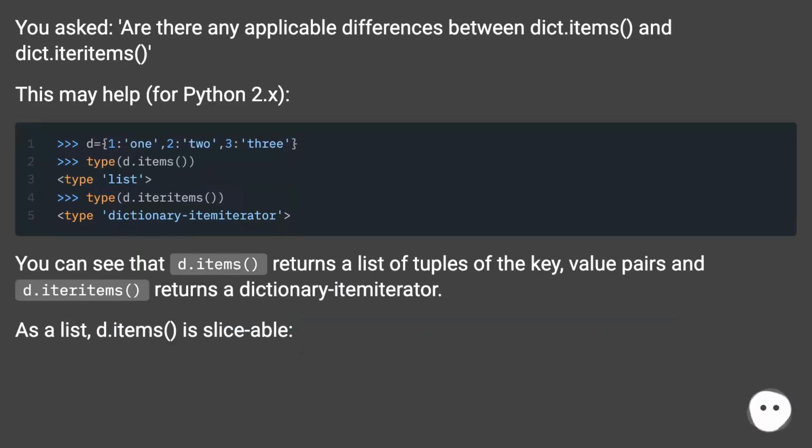You asked, are there any applicable differences between dict.items and dict.iteritems? This may help for Python 2.x. You can see that d.items returns a list of tuples of the (key, value) pairs, and d.iteritems returns a dictionary item iterator. As a list, d.items is sliceable.